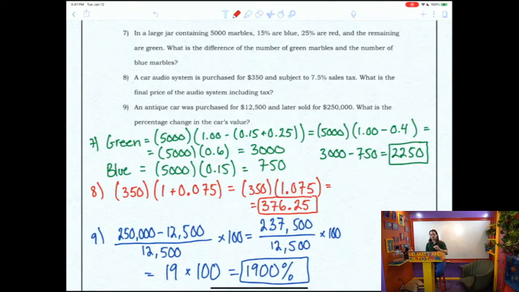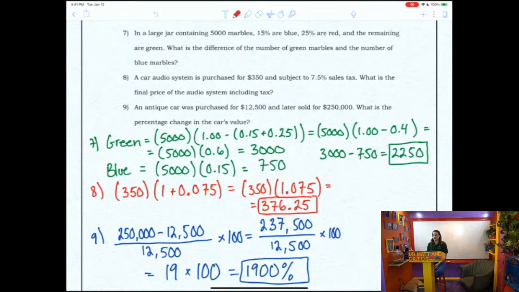Okay, so for number 7, to calculate the number of green marbles in the jar, we first need to take 100% of all the marbles and subtract away the other two parts that we know of. We know what percentage of the marbles are blue and are red, and the remaining are green. So 100% minus 15% minus 25% is going to leave us with 60%. So if we take 60% of 5,000, we're going to find that there are 3,000 green marbles in the jar.